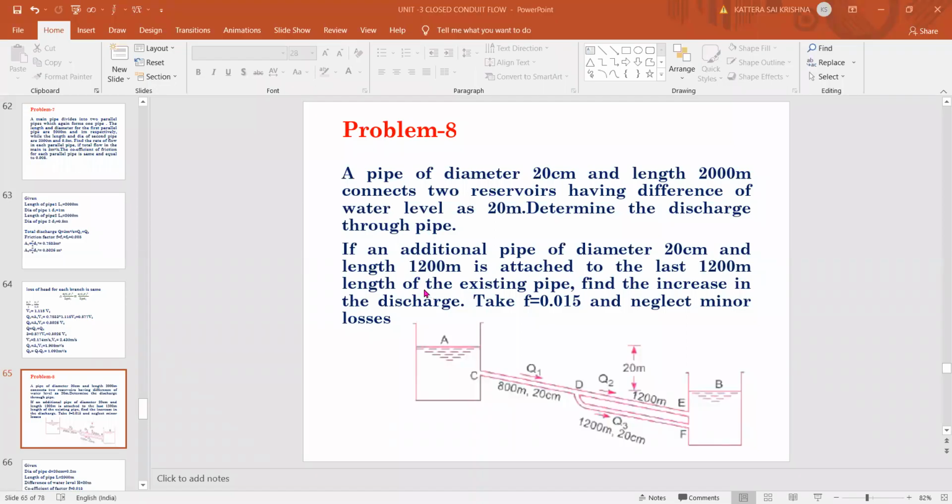So today we'll start with the problem. One more problem with parallel pipes, nothing but flow through pipes when a parallel pipe is given to us. Okay, so this is a problem.